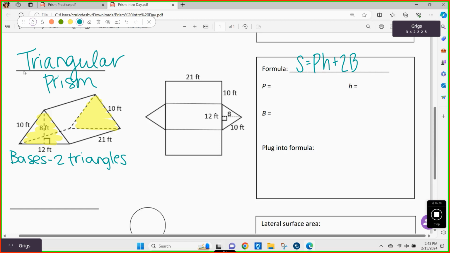So let's look at the triangle. P stands for perimeter of the base, meaning the perimeter of the triangle, right? So I'm going to take the perimeter of my triangle and say it's 10 plus 10 plus 12 to give me 32.